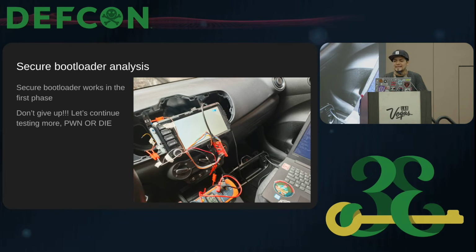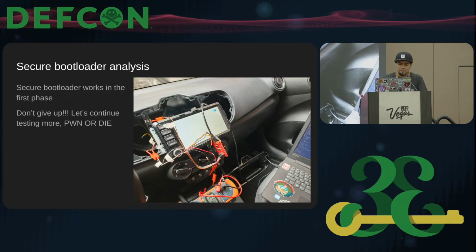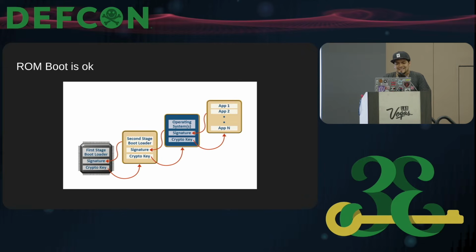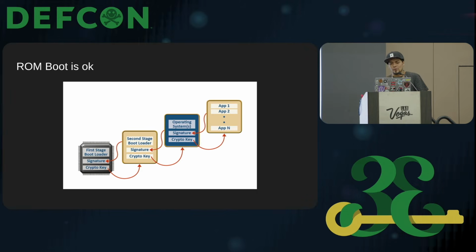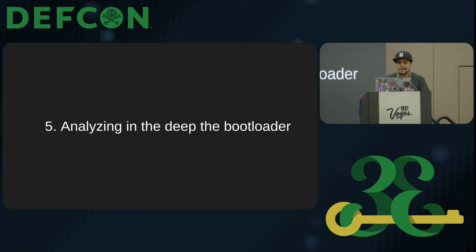So as you can see, the system doesn't boot. A white image appears, okay? But don't give up, let's continue testing more. So, remember, power die. I don't want to die. So at this moment, the ROM boot is okay. As you can see, the first stage bootloader, the signature, the crypto key is perfect, as I was testing. So let's test the second stage bootloader, okay? Because remember, the pre-main binary is the second stage bootloader that loads the entire main binary, that is the real-time operating system. And after that, you can use the hard unit.